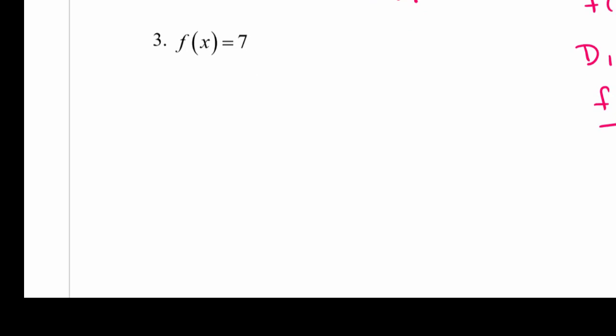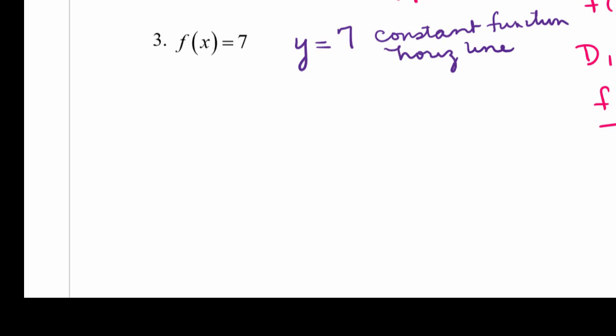Okay, and so here we have f of x equals 7. Do you recognize that function? This is a line, isn't it? And if you recall that f of x is replacing the letter y, we have here y equals 7, and that's our constant function, right? That is our horizontal line. So constant function, horizontal line. So I just want you to keep that in mind. Okay, but the process is the same.